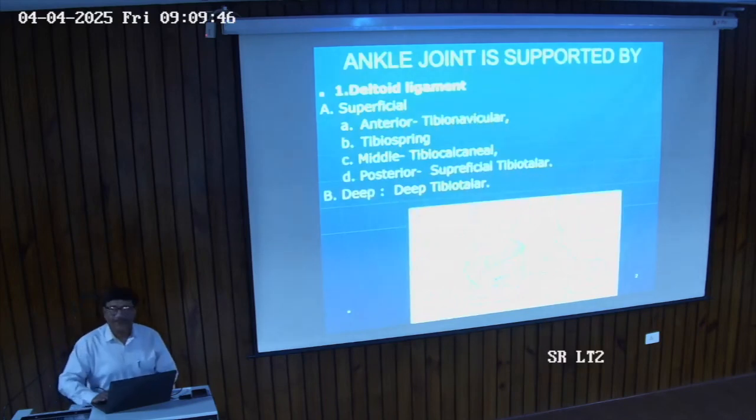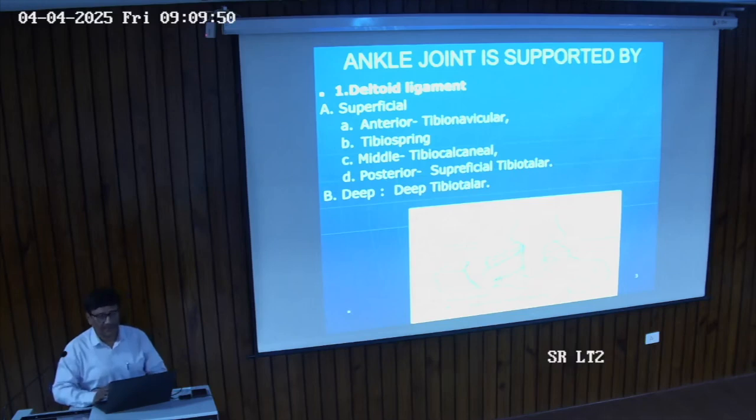So these three bones, the distal tibia, the fibula, and the talus, which make the ankle joint, need stabilization, and this stabilization is provided by the ankle joint ligaments. These ligaments are fibrous, tough structures which prevent the bones from getting fractured or dislocated when the ankle joint is subject to trauma.